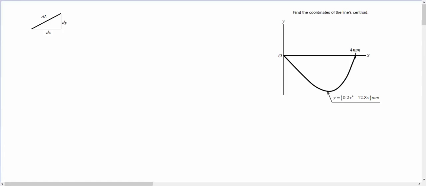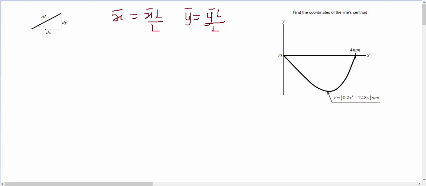This question here is asking us to find the coordinates of the line's centroid. So let me put down the formula for the line's centroid. The centroid for the x is xL over L, and for y it is yL over L. We'll go further into details later on during the solution.